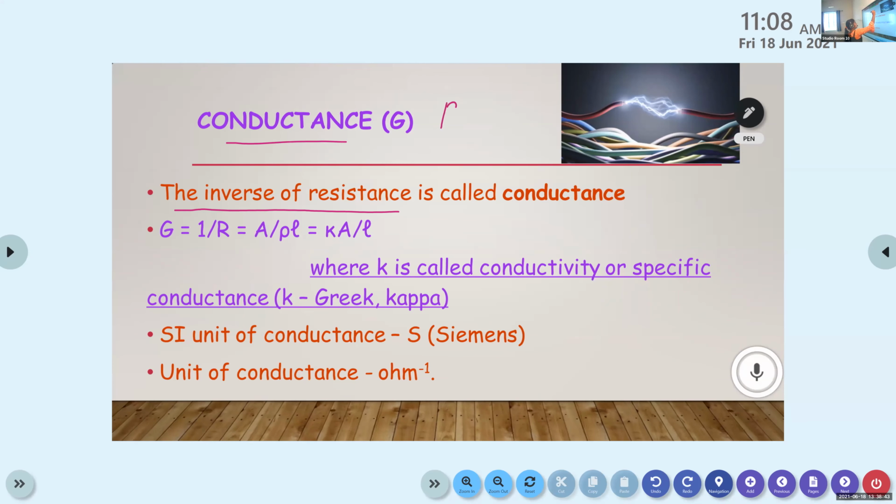We have learned the equation R is equal to rho L by A. Here it is the inverse, that means 1 by R. So the equation becomes G is equal to A by rho L. We will reverse this equation. G is equal to 1 by R, the inverse of resistance is conductance, so we can invert this equation to A by rho L.